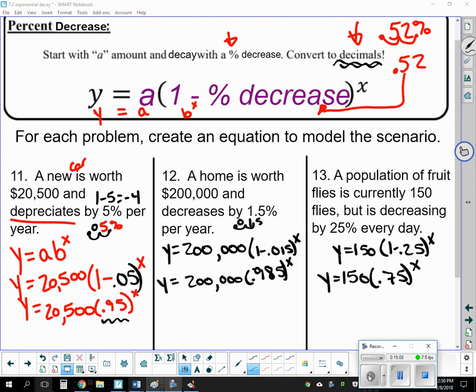Okay, check your work on these two and see what you have here. See if this works out correctly. See if you have the same answer that I do.